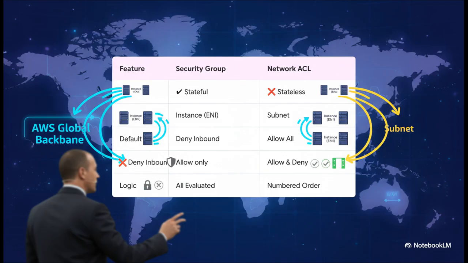Their default settings are polar opposites. SGs deny everything by default, while NACLs allow everything. And finally, the rules themselves. SGs are an allow list only, while NACLs let you create both allow and deny rules.